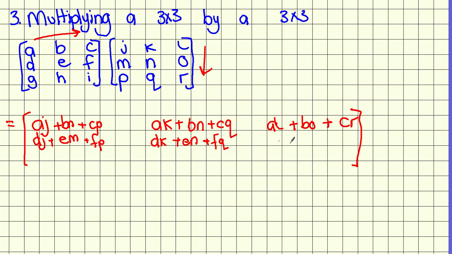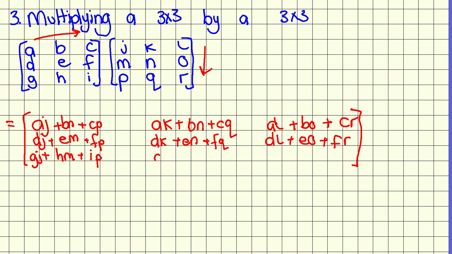This one is row 2, column 3. So it's the D and L. Move along and down, EO, along and down, FR. Right, 3 more. Okay, so we're going to start with the G and the J. So G, J. Move along and down, HM, along and down, IP.